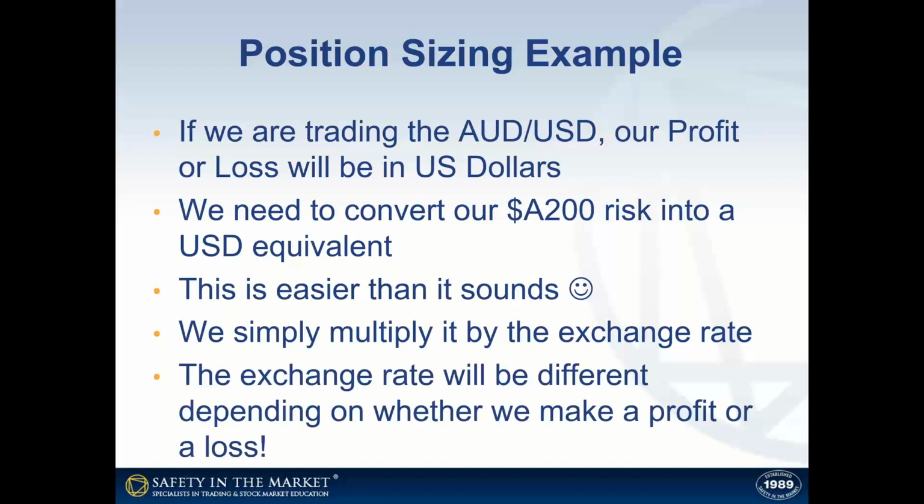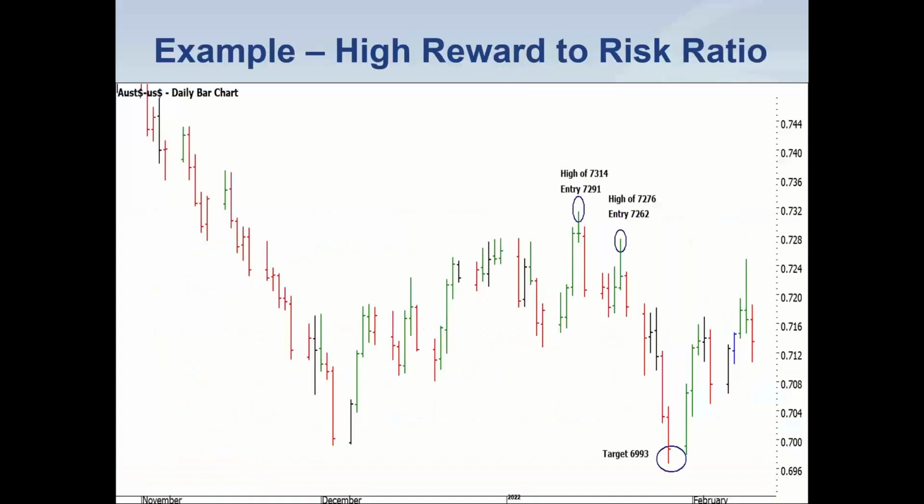Now, just remember the exchange rate is going to be different depending on whether we make a profit or a loss on the trade. So let's have a look at that now. Here's our example. Let's assume that we get into this trade. We enter at 72.91 and our stop is up at 73.15. If we get stopped out of the trade, that's the only time our risk is going to come into play. So the number that we're going to use is the price at which we would be stopped out. So if our stop loss is at 73.15, that's the exchange rate that we use.